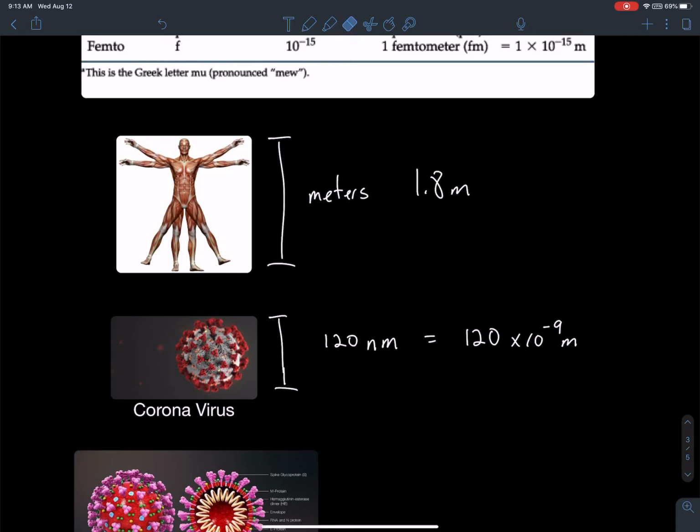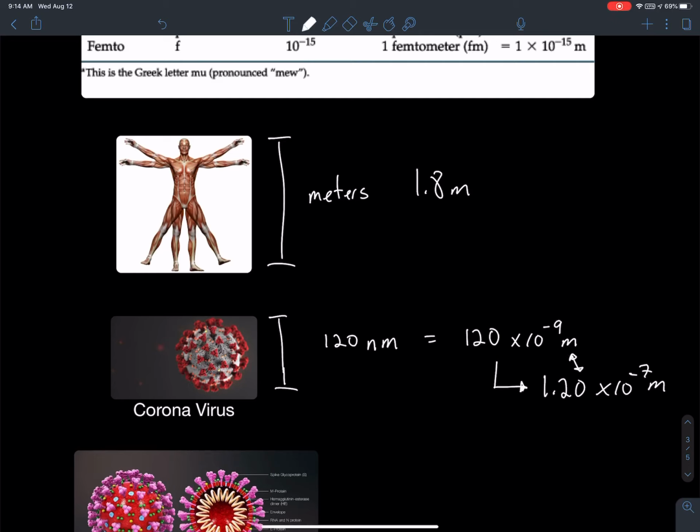Okay? And if I want to convert that into better scientific notation, like your teachers have practiced, it's going to be 1.20. Now, what am I going to do to the 10 to the minus 9? It's no longer 10 to the minus 9. If I've moved that decimal place over, it's now 1.20 times 10 to the minus 7 meters, okay? I want you guys to think about that.